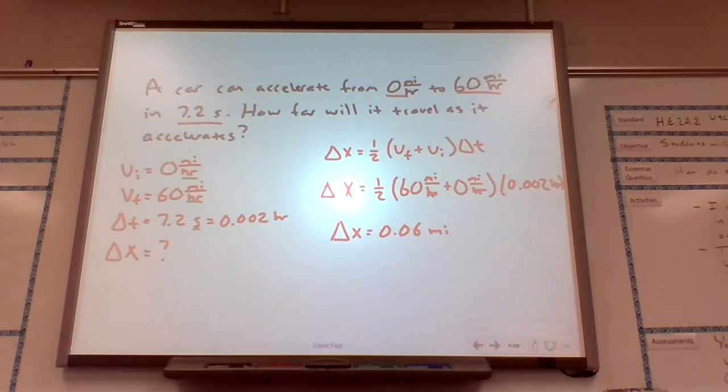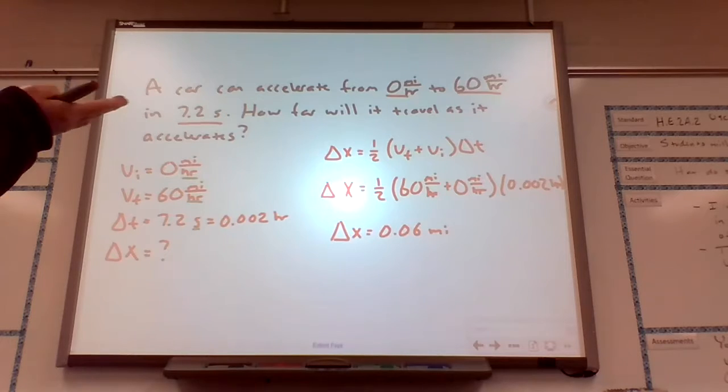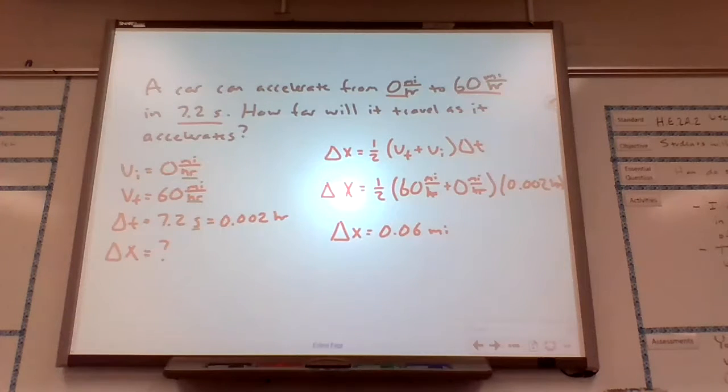If you want a different number that's in a unit that you might be able to relate to better, you take your mile answers times 5,280 to convert them into feet. But again, small number because we're dealing with a huge unit of distance.